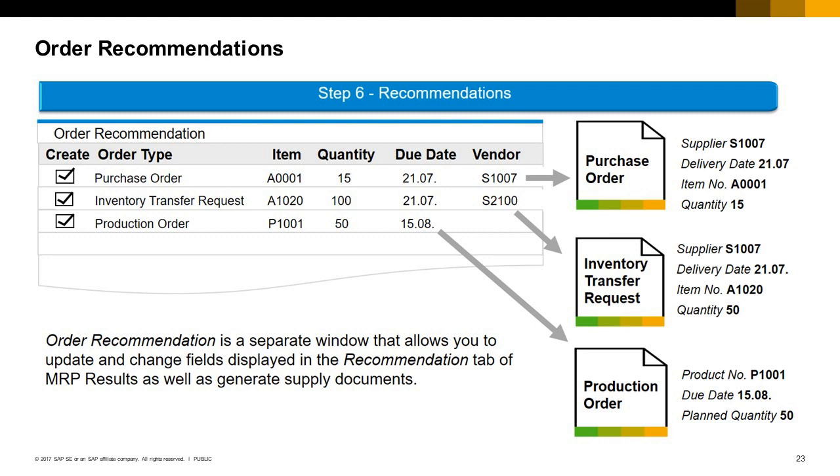In this step, you bring all your experience and knowledge to this process to supplement what SAP Business One has done. The Order Recommendation is a separate window that allows you to update and change fields displayed in the Recommendation tab of MRP results as well as generate supply documents. The data displayed in this window comes from the last saved MRP run recommendations for the selected scenario. In the Order Type field, choose the desired document to generate based on the recommendation, and check the Create box. Documents include purchase quotations and purchase requests as well as purchase orders, production orders, and inventory transfer requests.